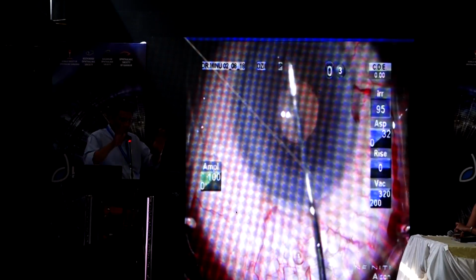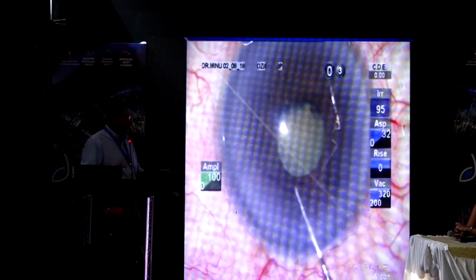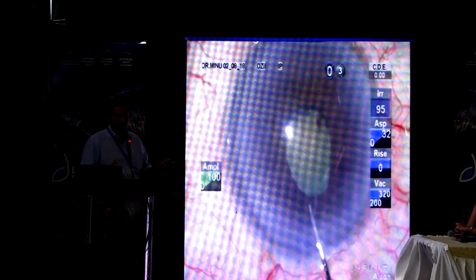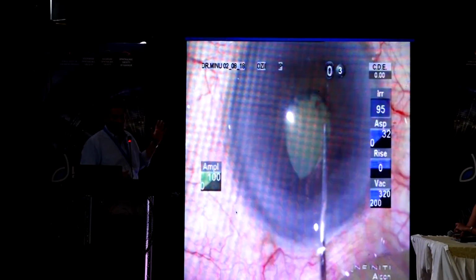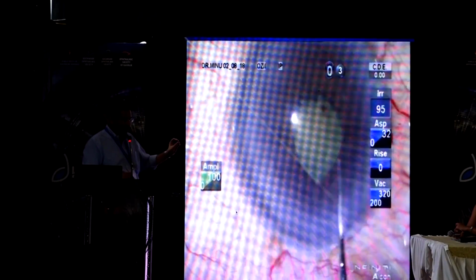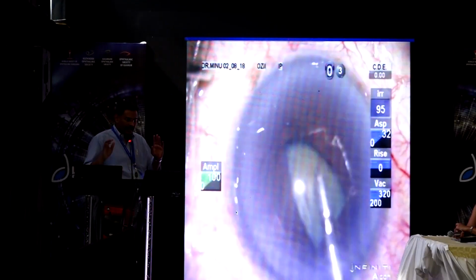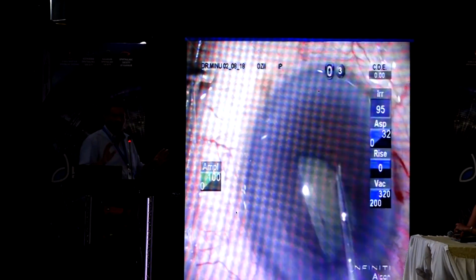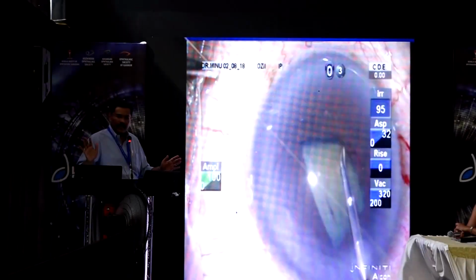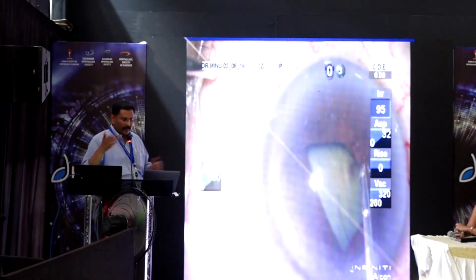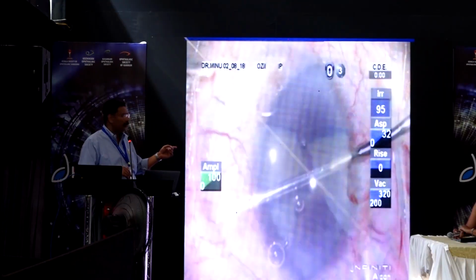So I have stopped using Malyugin ring, very costly. That is it. So make in India. I have no financial interest in this. So I use nowadays only this. I have become a big fan of it. Very easy to introduce, and it looks very small, but it is not small. 5.5 is more than enough to do an adequate rhexis and do any phaco. For any hard cataract, I am using this one only.